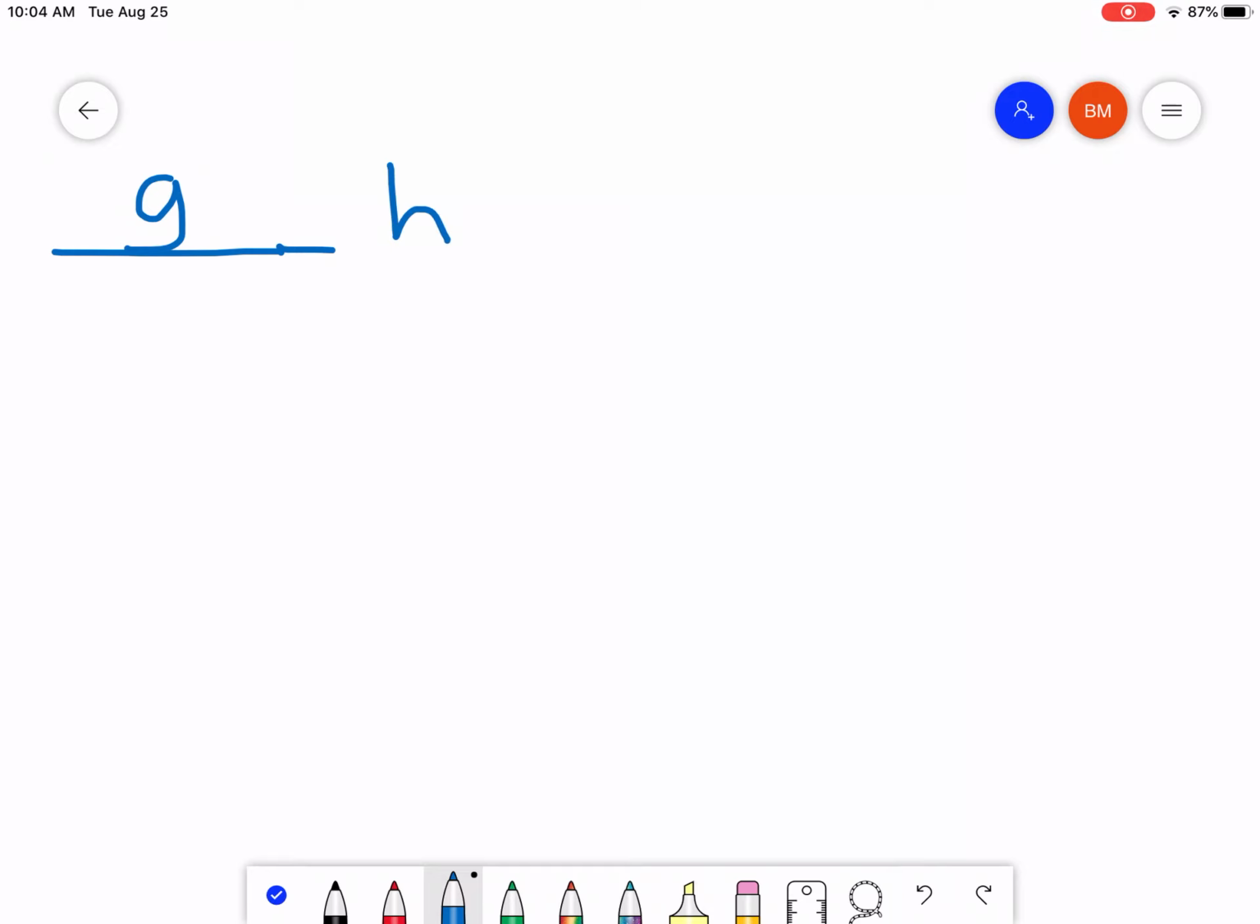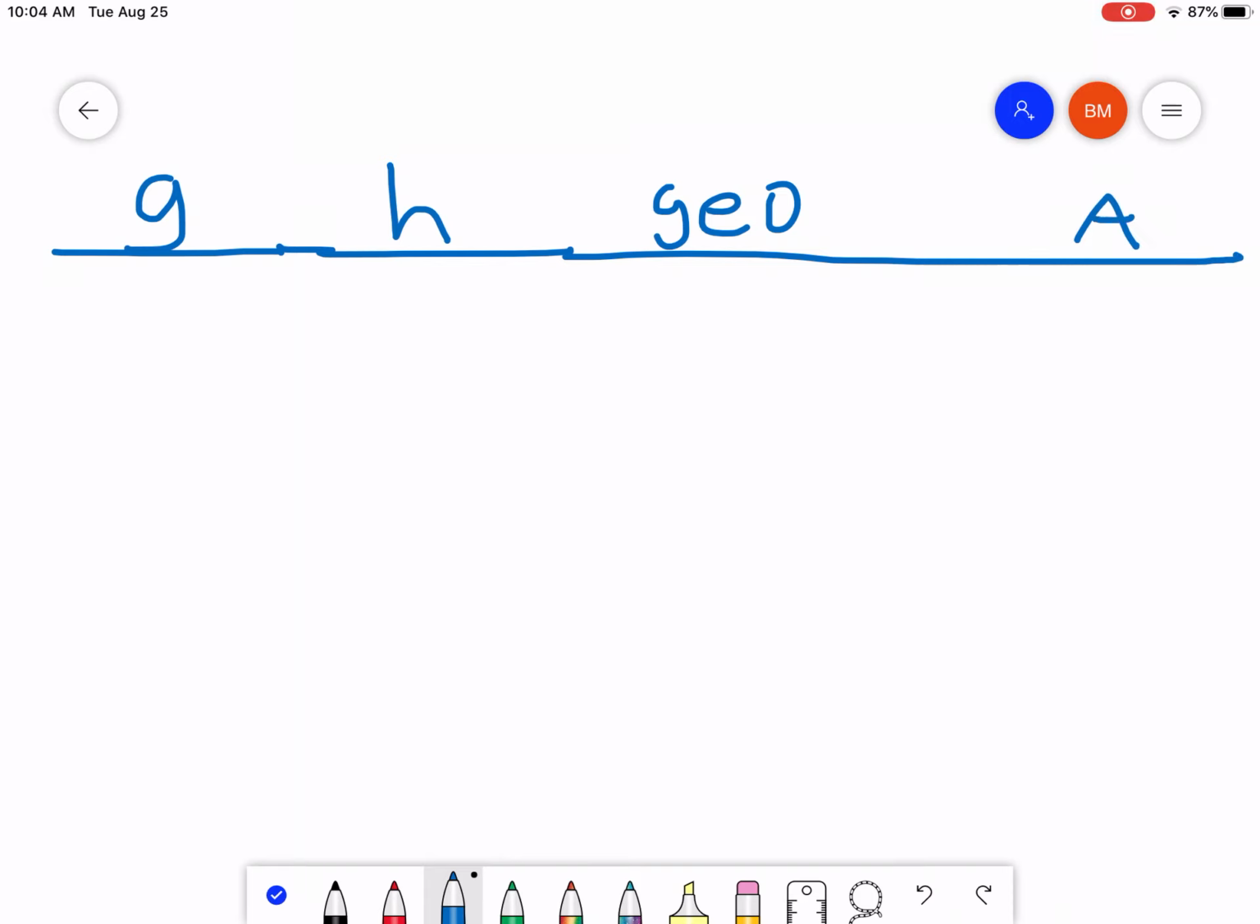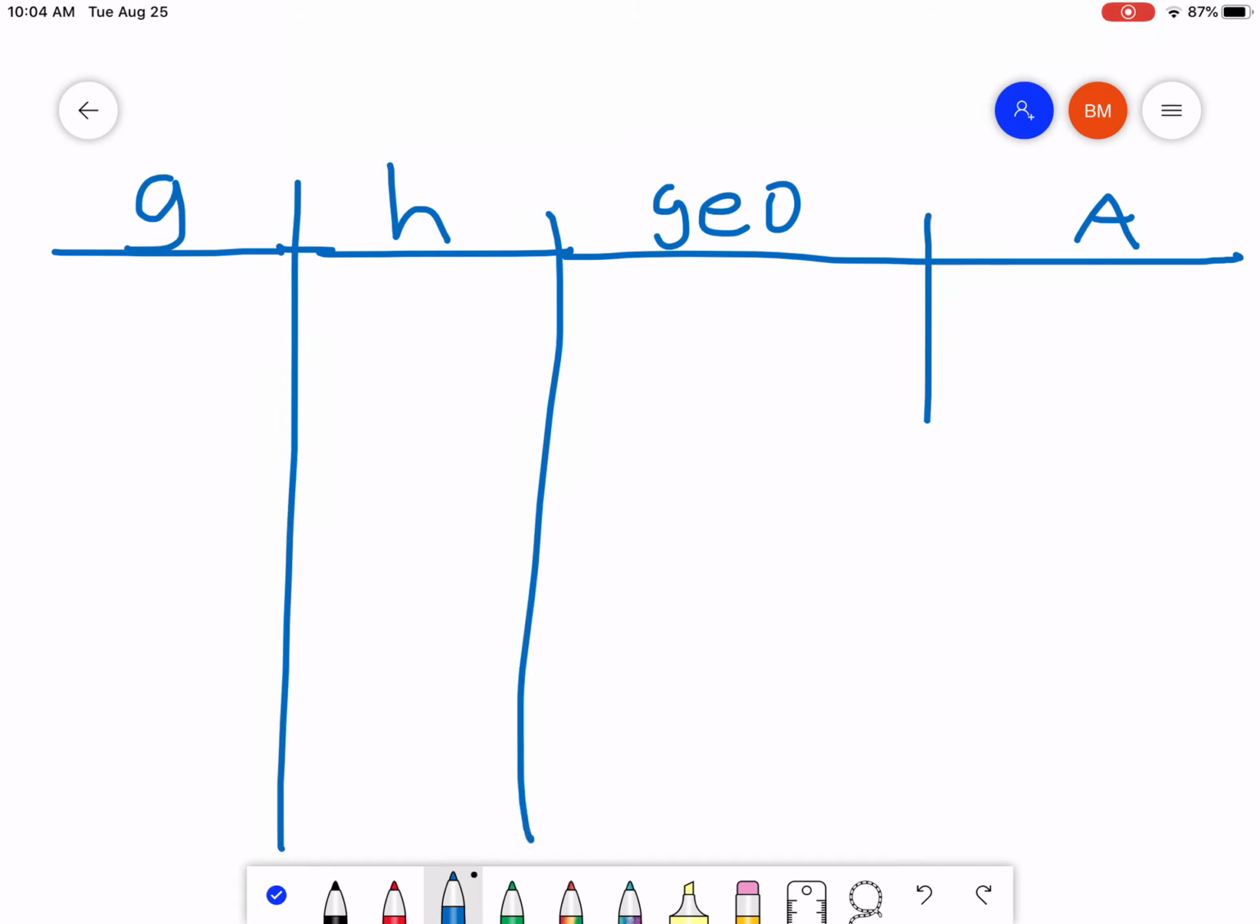I want to use H for hybridization, Geo for geometry, and A for angle. Basically, I'm expanding on that chart I made a couple of minutes ago, describing what you see with the groups and the hybridization. I'm going to extend that to geometries. We can also get a little more specific with our groups. All right, so let's start.